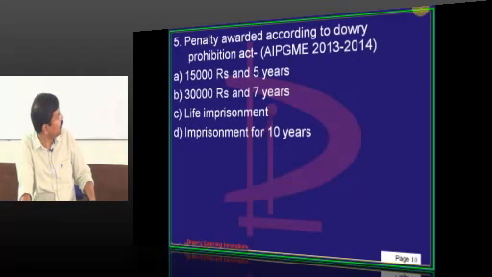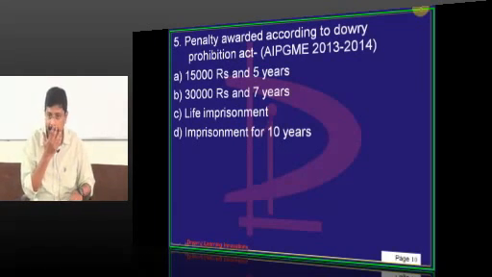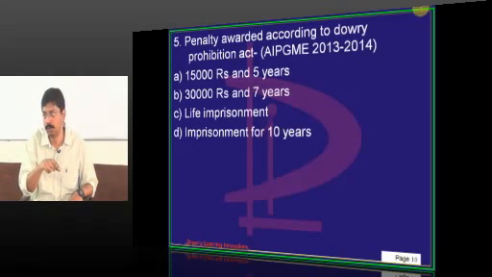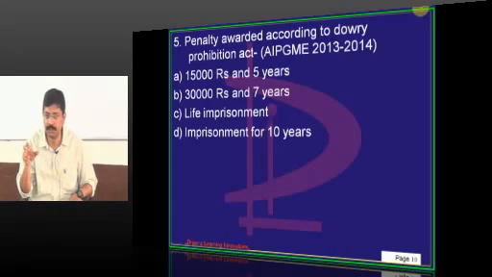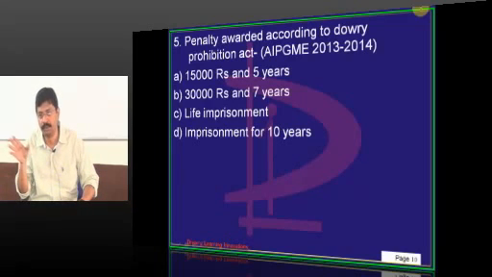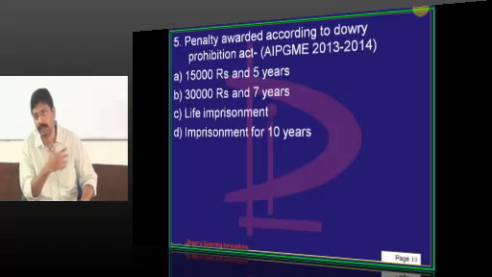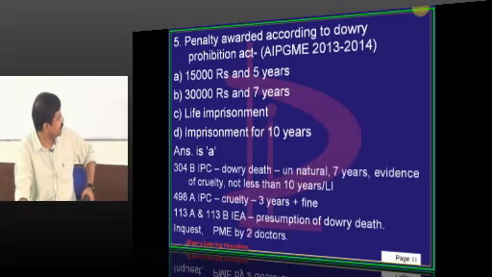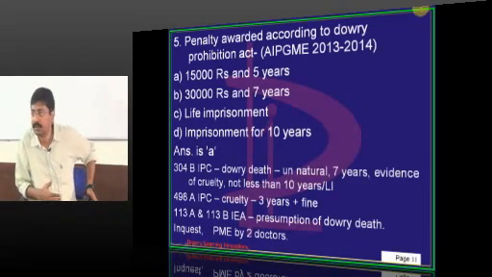Penalty awarded according to the Dowry Prohibition Act. There will be a confusion between dowry death and the Dowry Prohibition Act. Dowry definition and dowry death are different when compared with the Dowry Prohibition Act. There is an act which prohibits both giving and taking, where the person who is giving the dowry is also punishable, as well as the person who is taking the dowry, under this particular act. So it is 15,000 rupees and 5 years. You should not get confused with the dowry death punishment.